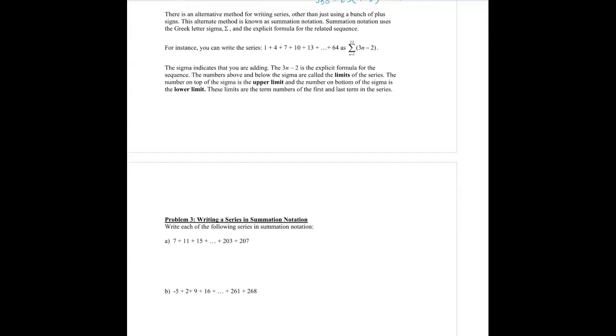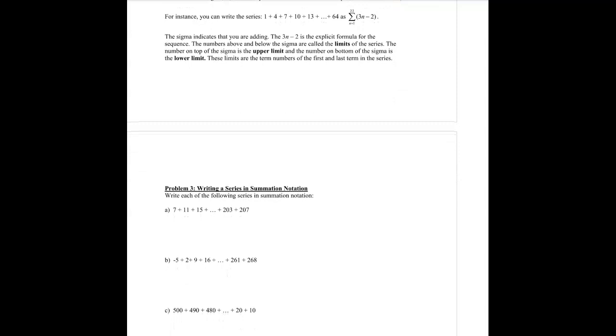Alright, so we need all of those parts. We need the first term, which is normally n equals 1. We need what our last term number is, which is what we're going to need to find out. And we're also going to need the explicit formula, basically, if we want to write a summation notation.